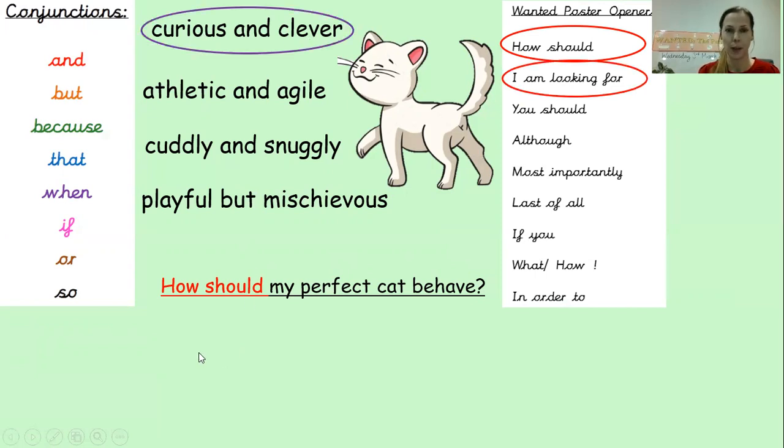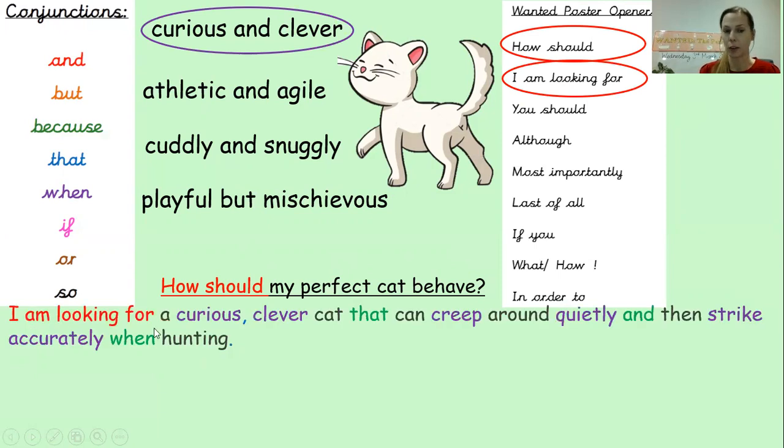So there we go. I am looking for a curious, clever cat that can creep around quietly and then strike accurately when hunting. So there's my opener I'm looking for. There's my double adjective from my vocabulary collection. Then I've used the word that to make my sentence longer. So I can tick that.